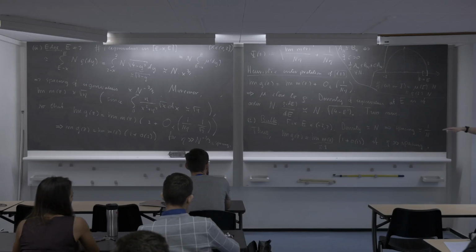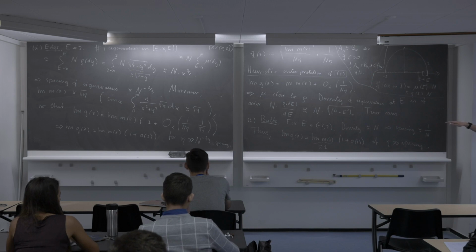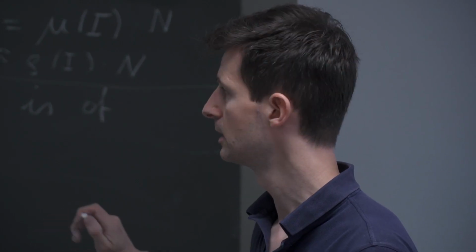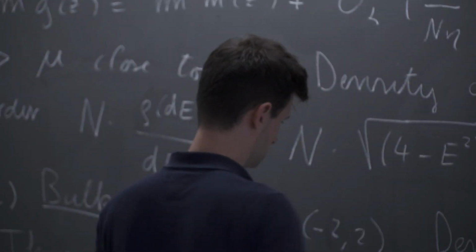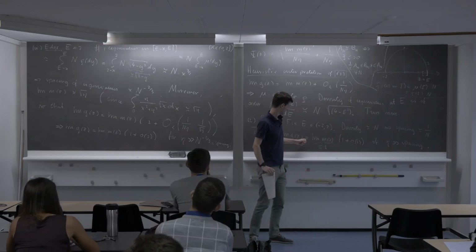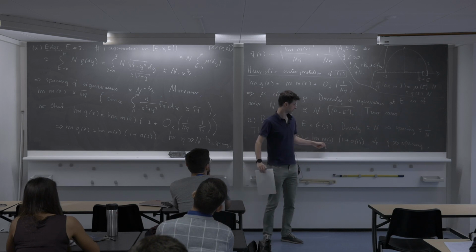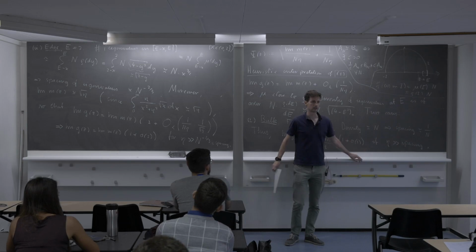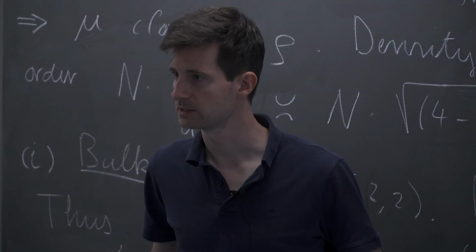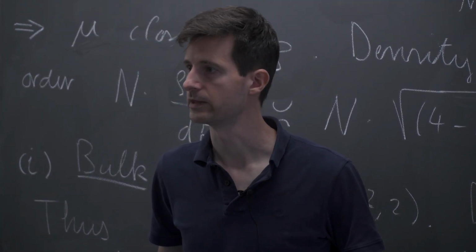In other words, the approximation, let's say for the diagonal entries, G_ii, is valid in this sense. So G_ii is well approximated by m of z in this sense precisely when eta is much bigger than the eigenvalue spacing, whether you are in the bulk or at the edge.